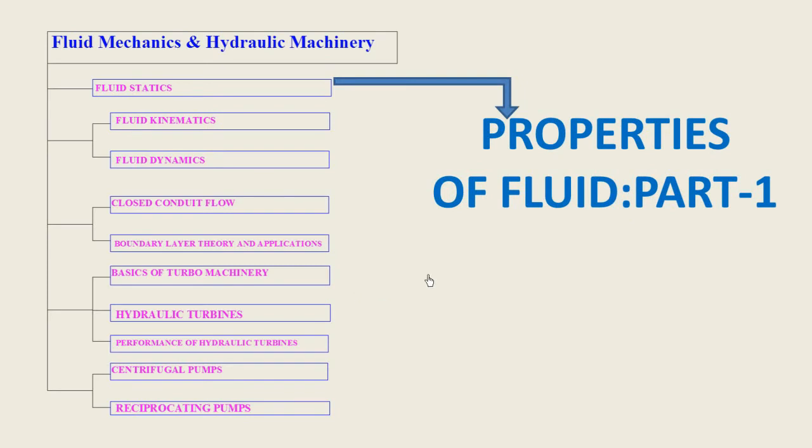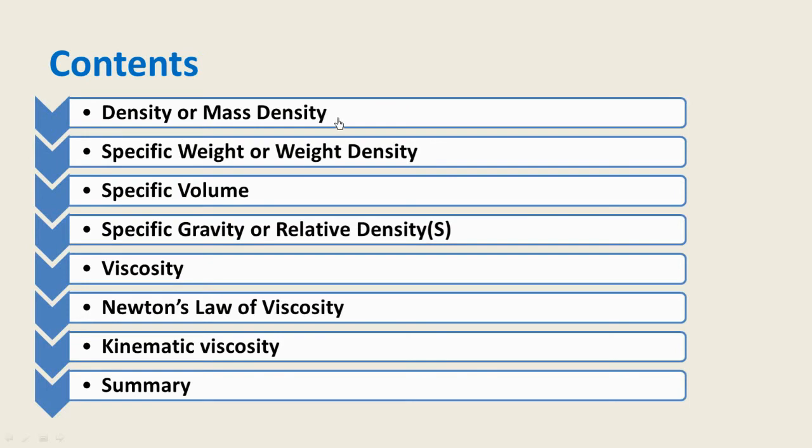Then coming to the flow chart, this is a flow chart where we will study these properties of fluid under static condition. Then coming to the contents, we will have density, mass density, specific weight, or we call it a weight density, and we will talk about the specific volume. Then after that we will see the specific gravity or relative density, and then we will talk about the viscosity, and then Newton's law of viscosity, kinematic viscosity. Then finally we will go with the summary of the lecture.